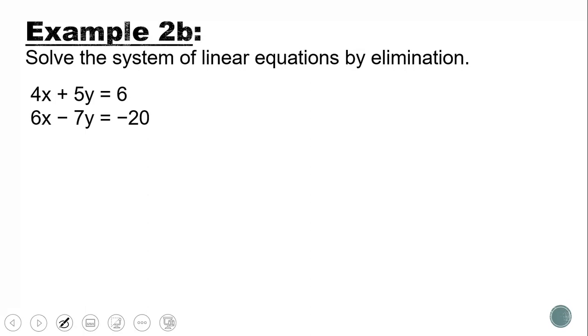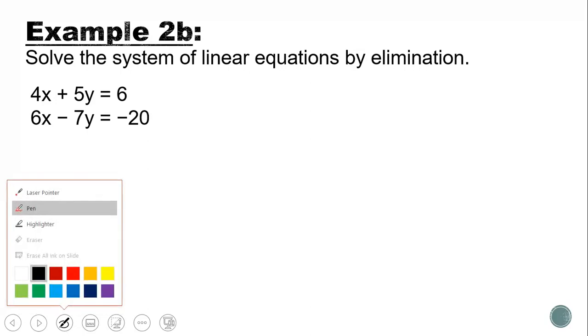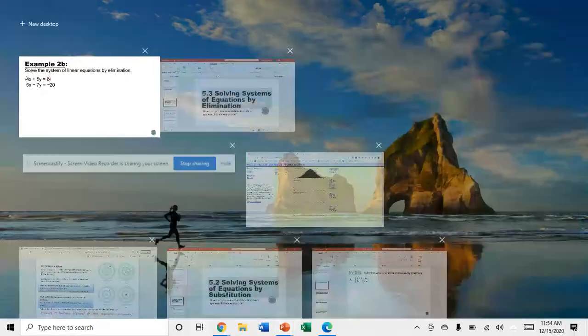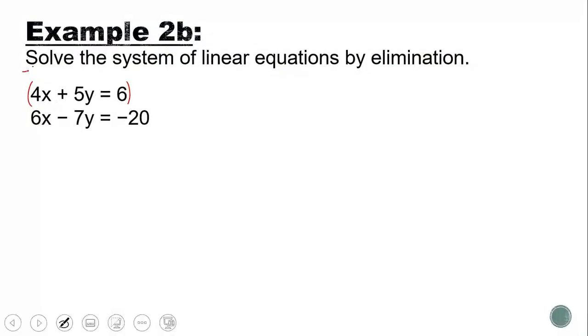So I'm saying to myself, wait a second. If I multiply the 4 times 3, I can get to 12. If I multiply 6 times 2, I can get to 12. And then I can cancel from there. But I want one of those to be negative. So I'm going to make my top one negative. So I'm going to multiply my entire top equation by -3. And then I'm going to get -12x minus 15y is equal to -18.